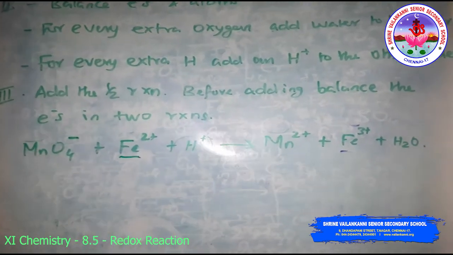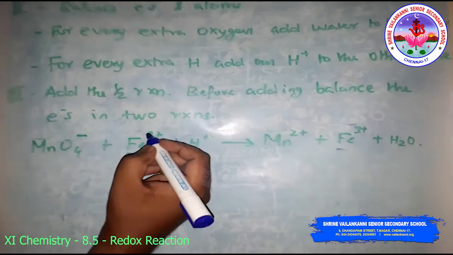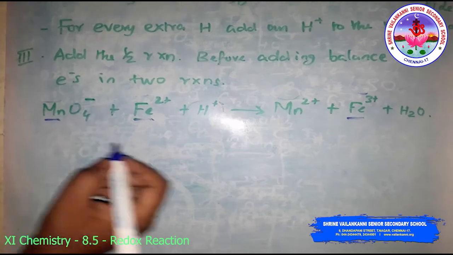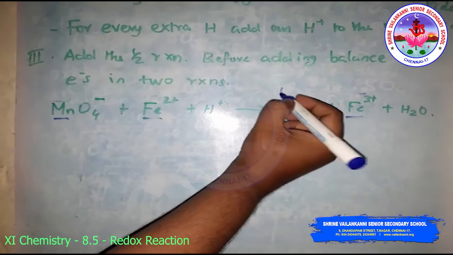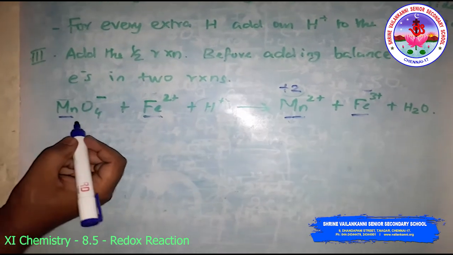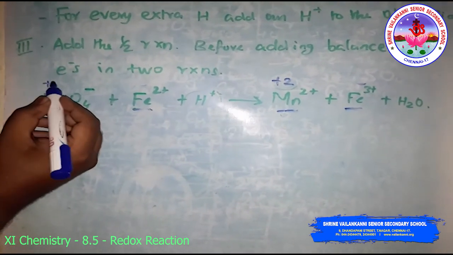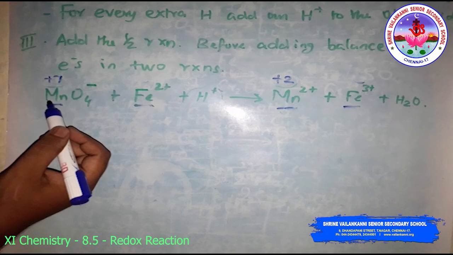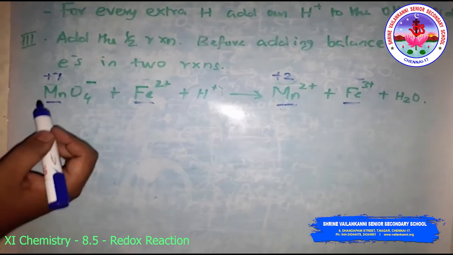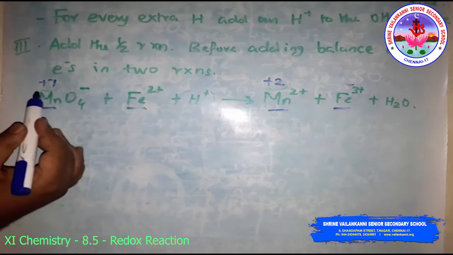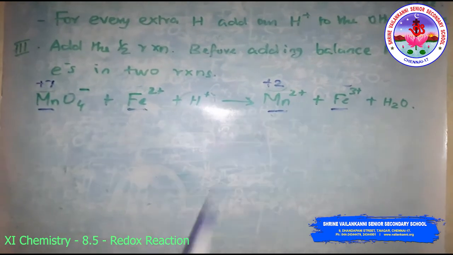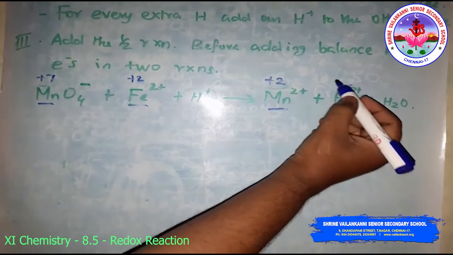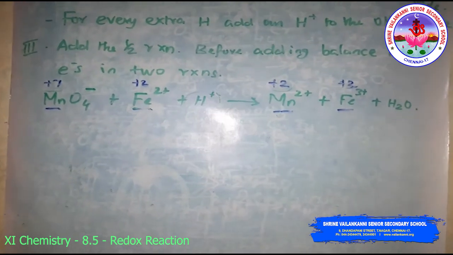Here, the iron converts from plus 2 to plus 3 oxidation state. On this side Mn has plus 2 oxidation state, and on this side Mn has plus 7 oxidation state. In the previous class I taught how to find the oxidation number. Just go through that, then you can easily understand. So here plus 7 oxidation state, here plus 2 oxidation state, and iron has plus 2 and on this side plus 3 oxidation state.